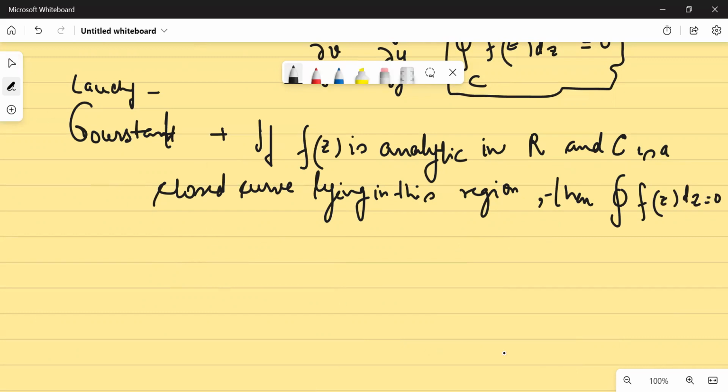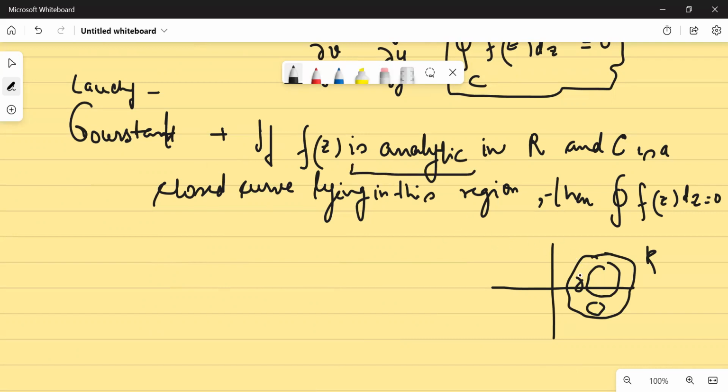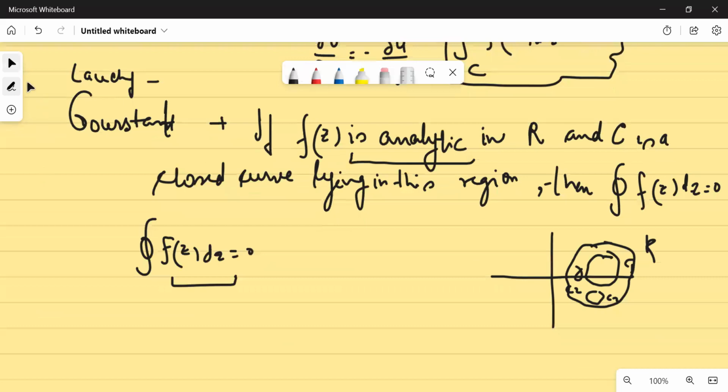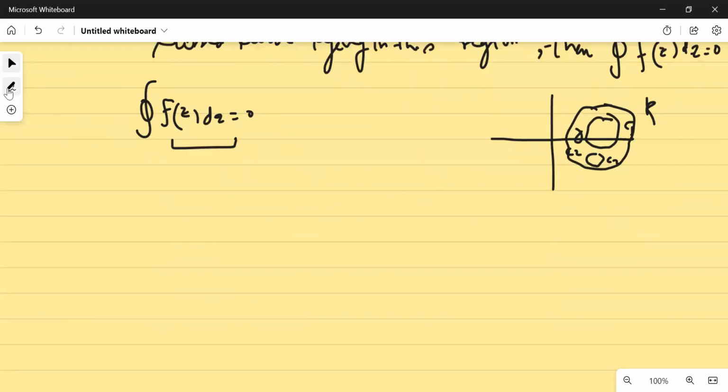Understand, this theorem says that if your function is analytic in a region R, let's say this is your region R, and you make any closed curve inside this region R, provided this function is analytic, then any line integral over any of these closed curves would always be 0. Provided your function is analytic, the line integral over any of these curves C1, C2, C3 inside region R would give you a 0.